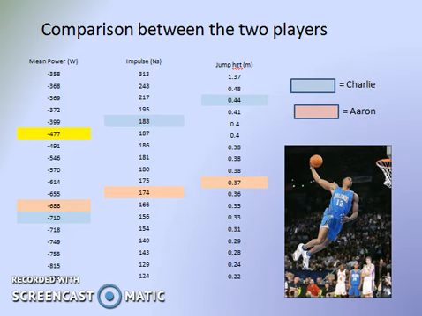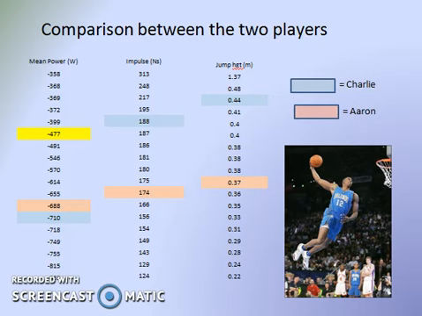Here I'm going to compare Aaron and Charlie's data between them, but also between the class. So I'll be able to see averages of the class, and I'll be able to see if they are above or below average. Charlie's jump height was higher than average, whereas Aaron's was below average.